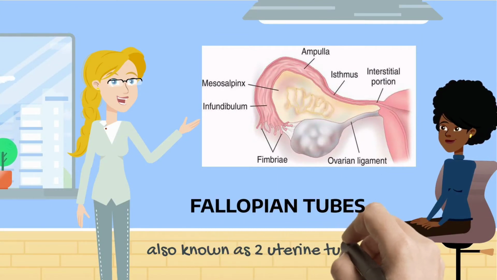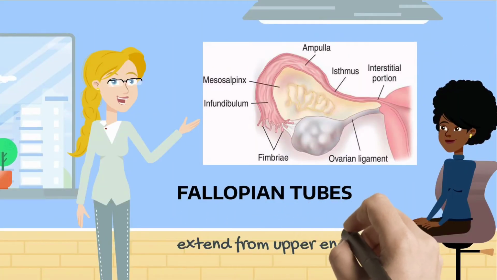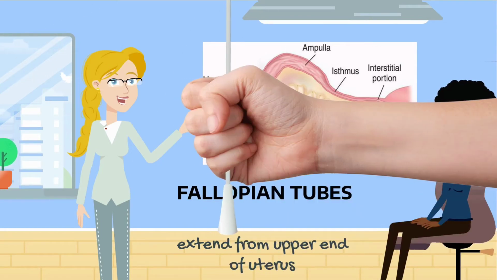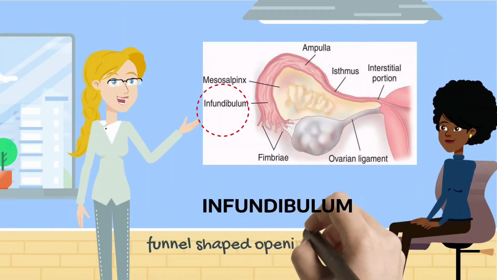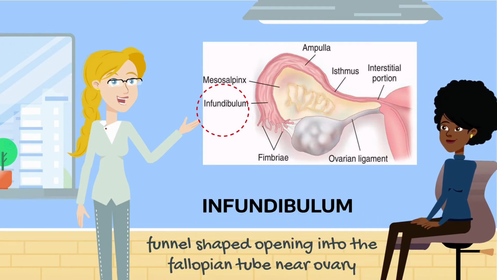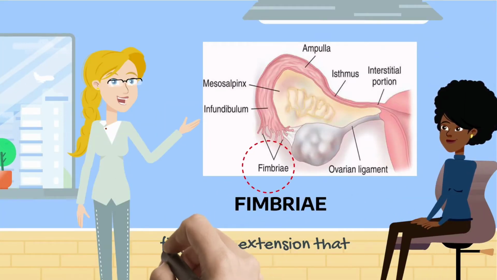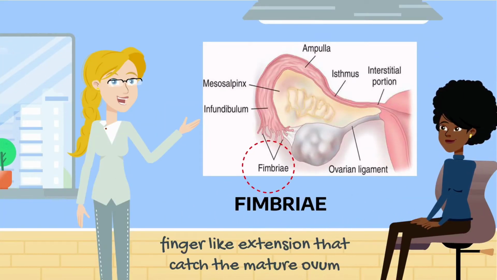Fallopian tubes, also known as the two uterine tubes, extend from the upper end of the uterus. The first structure under the fallopian tube is the infundibulum. Infundibulum is a funnel-shaped opening into the fallopian tube near the ovary. Last one is fimbriae. Fimbriae are finger-like extensions that function to catch the mature ovum when it leaves the ovary. It is attached to the lateral end of the ovary.